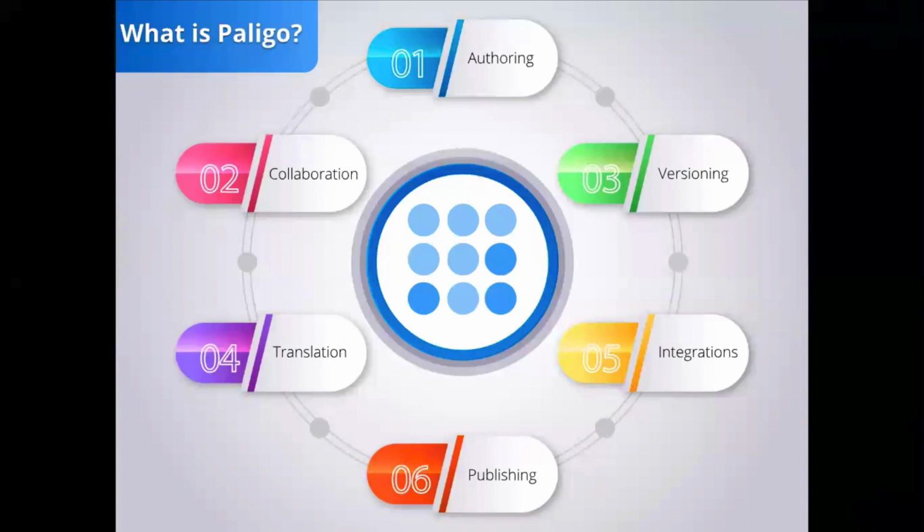You can send the XLIFF files, which are the XML files used by translation memory systems, as part of a proper, efficient workflow. And the publishing is ready for PDF, for HTML5, and also for Zendesk. So if you have problems managing your translations in Zendesk, then Paligo can also be used for that.